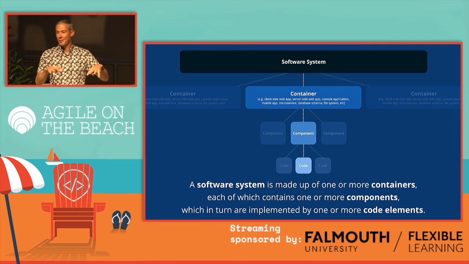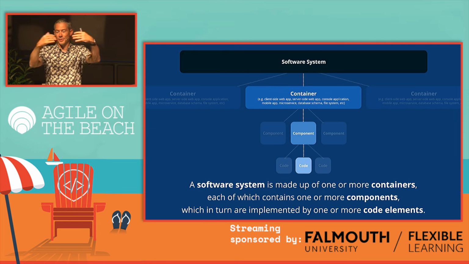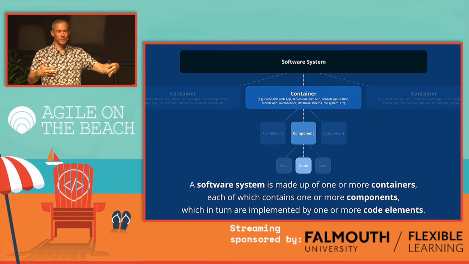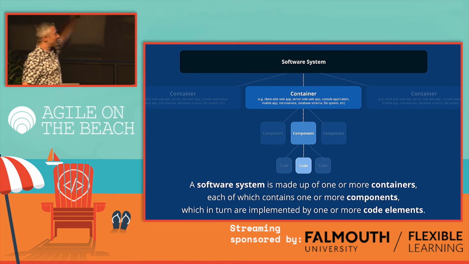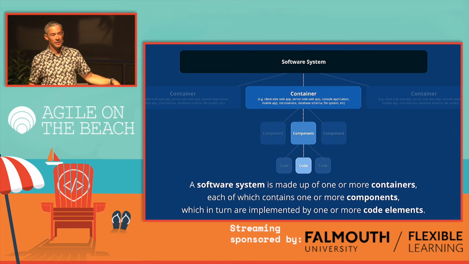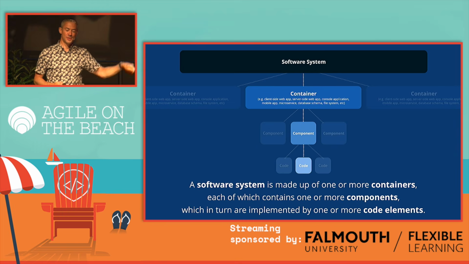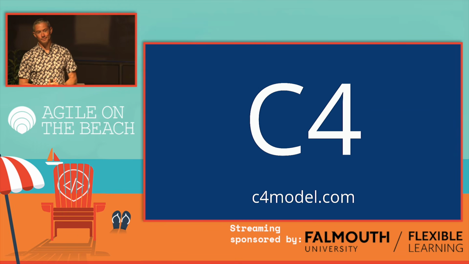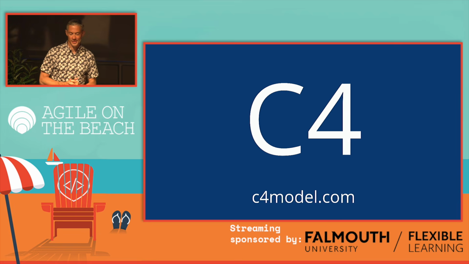So if you're building your Java apps, you have a bunch of components built with Java classes and interfaces, for example. And that's it. It's a simple hierarchy, a hierarchy of structural elements that we can then use to describe software architecture. And then that leads me to the C4 model, which is in the title of this talk.